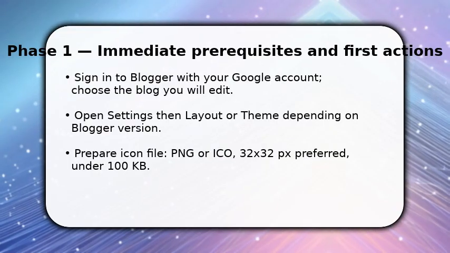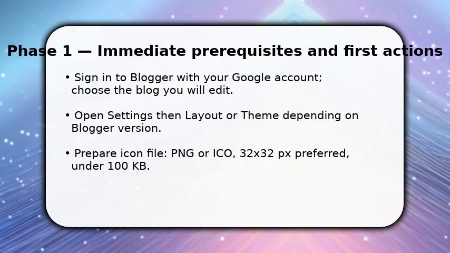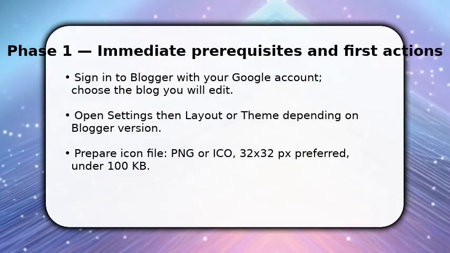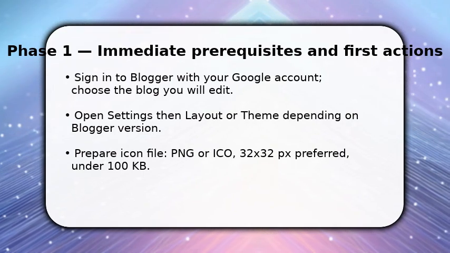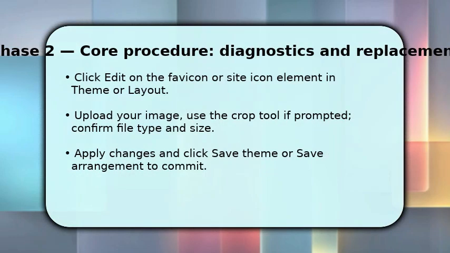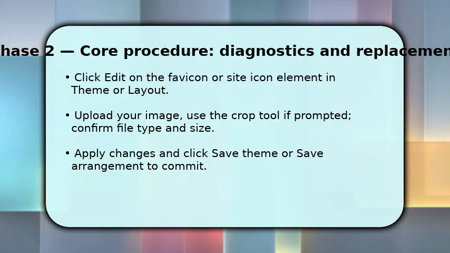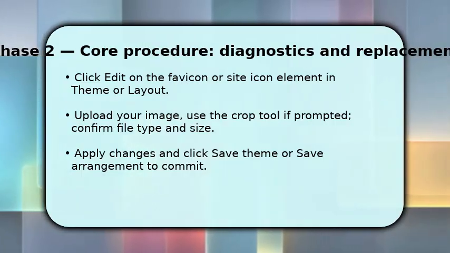This prevents upload errors. You're starting the change immediately, so locate the favicon or site icon panel and prepare to upload. That first action moves everything forward. Click Edit on the favicon or site icon control, then choose Upload and select your prepared 32x32 PNG or ICO.